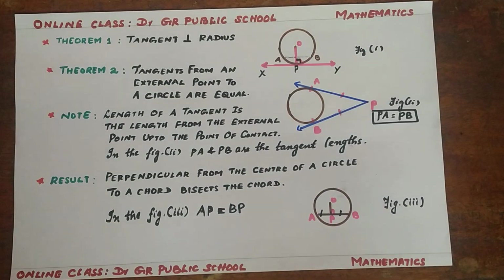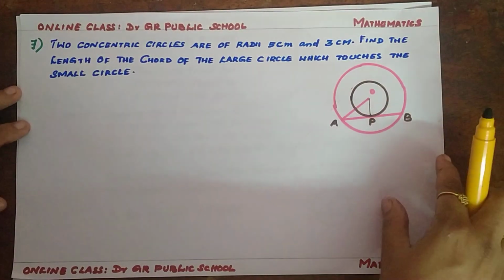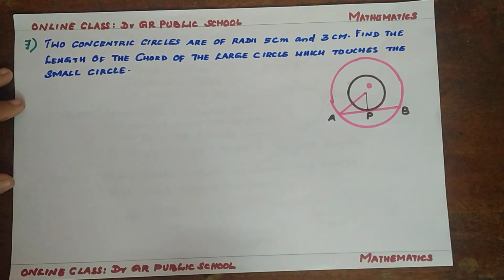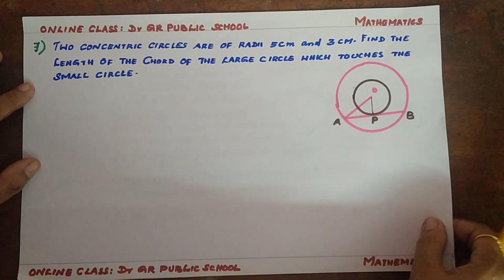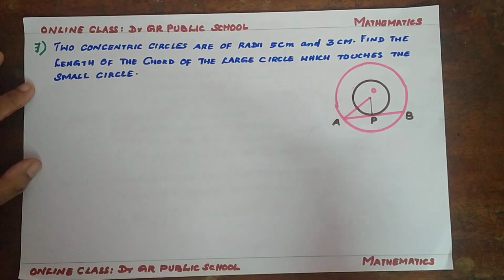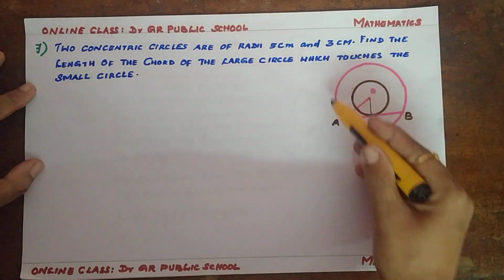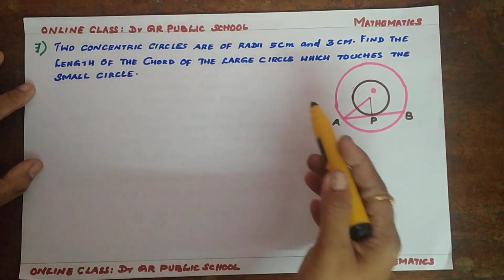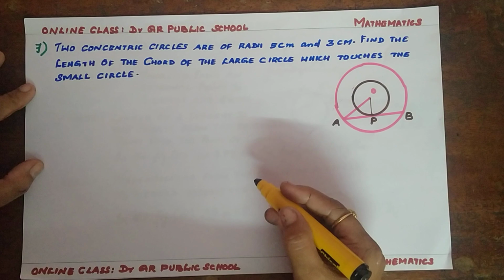All of you listen here. I am going to discuss question number 7 in your NCERT textbook. Two concentric circles are of radii 5 cm and 3 cm. You know what a concentric circle is. Circles having the same center and varying radii are called concentric circles. In this question, two concentric circles are given having radii 5 cm and 3 cm.